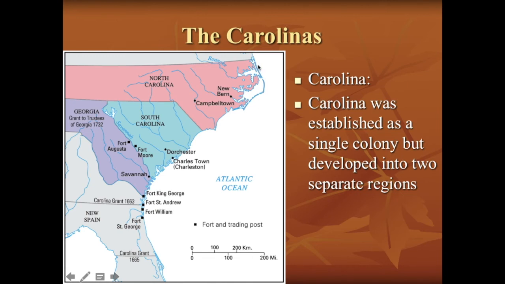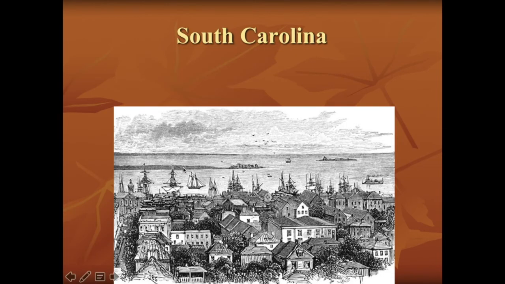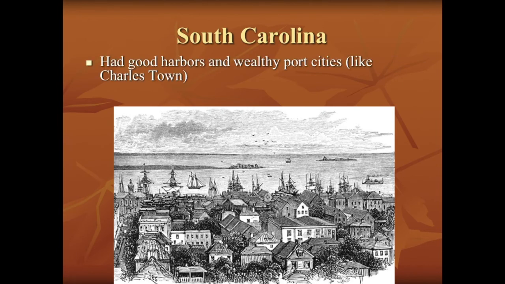So if there's money to be made in Carolina, it's not going to be in the northern part of Carolina where ships have a harder time getting in and out. It's going to be in the southern part of Carolina, especially at Charlestown, named for King Charles. Eventually, it'll become known as Charleston. So South Carolina is going to end up becoming the richer, wealthier part of the Carolina colony. It has good harbors. It's going to have a very wealthy port city, Charlestown.